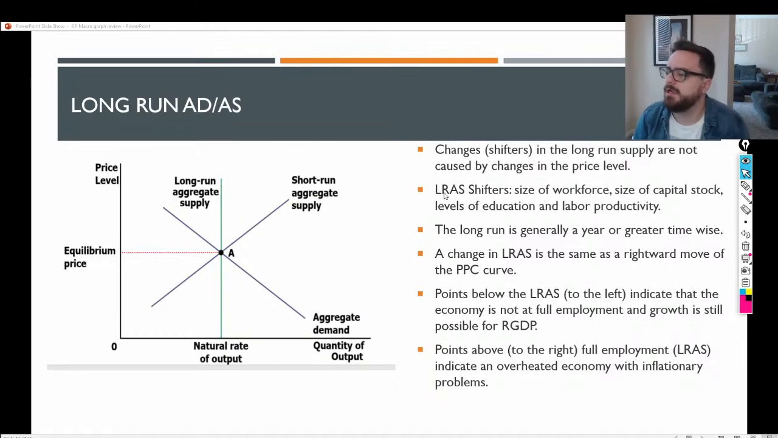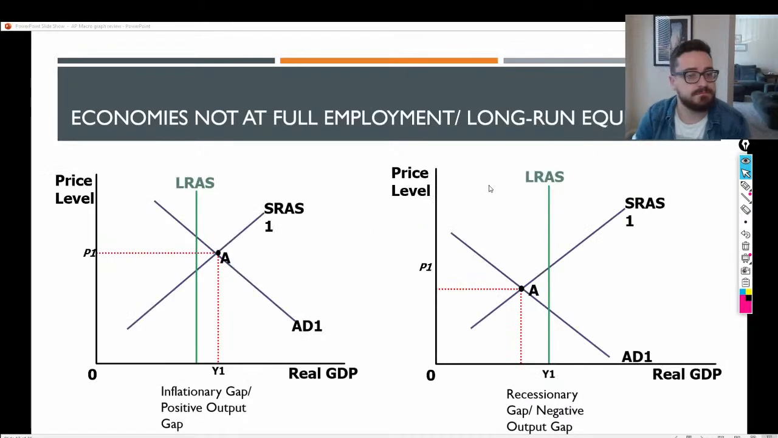Good question. Okay. The long run, if you're wondering, is generally a year or more, is typically how to think about it. Points below the LRAS, to the left, indicate that you would not be at full employment. Points to the right would indicate that your economy is in an inflationary gap. So this is how we see it. If your economy is like this, you are at A.